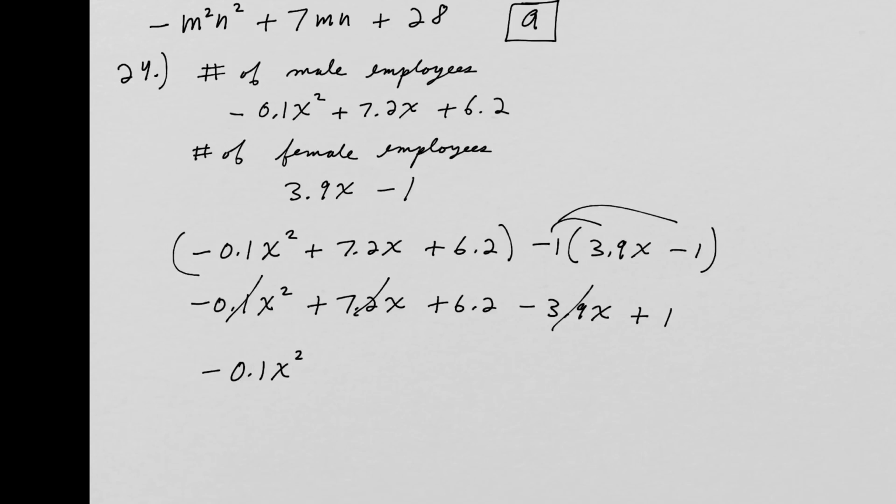Well, what's 7.2 minus 3.9? That's going to be 3.3, right? So this is plus 3.3x. And then 6.2 plus 1 is 7.2. And that's it. That should represent how many more male employees than female employees there were, because I found the difference between those two polynomials. So in this case, it looks like it's going to be A. And this is really in thousands, right? 1,000 employees. So it looks like A is the correct answer.